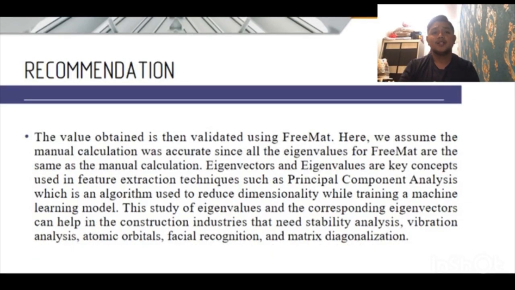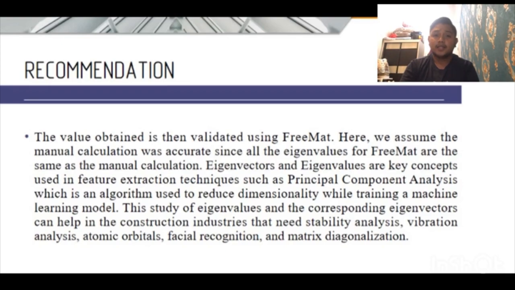For the recommendation, the value obtained is validated using FreeMat. Here we assume the manual calculation was accurate, since all the eigenvalues from FreeMat are the same as the manual calculation. Eigenvectors and eigenvalues are key concepts used in feature extraction techniques such as principal component analysis, which is an algorithm used to reduce dimensionality while training a machine learning model.